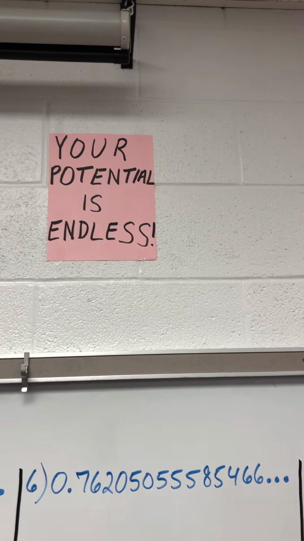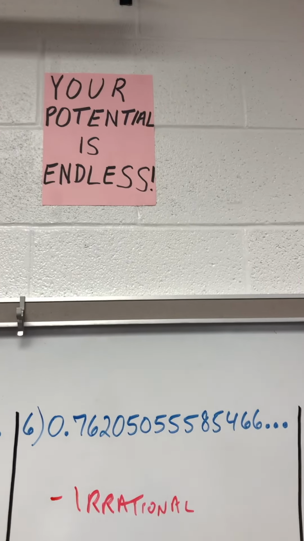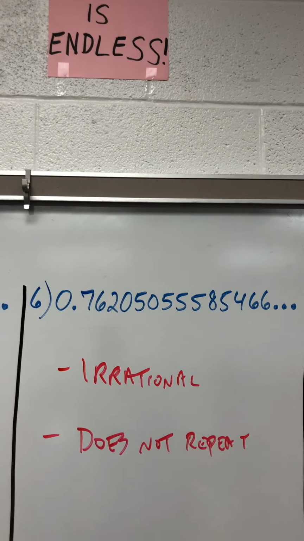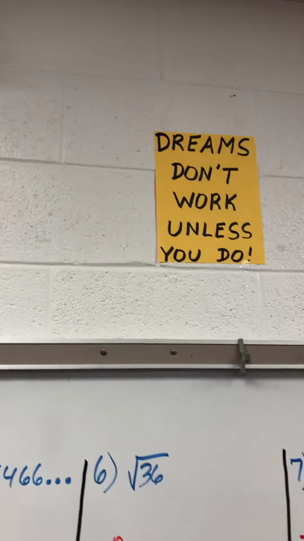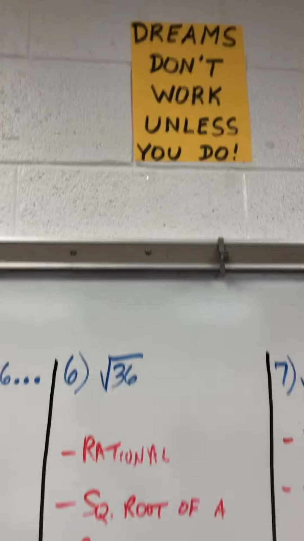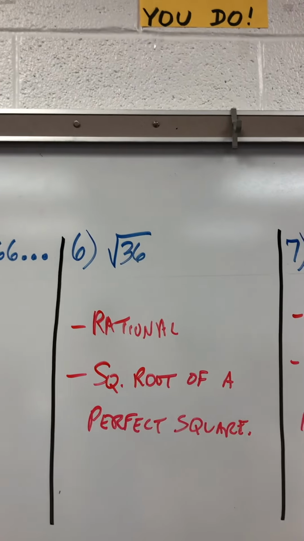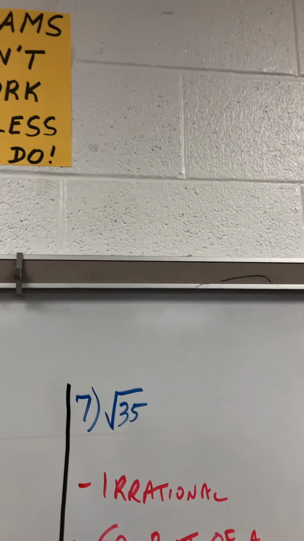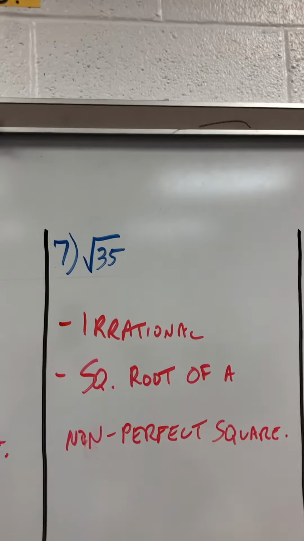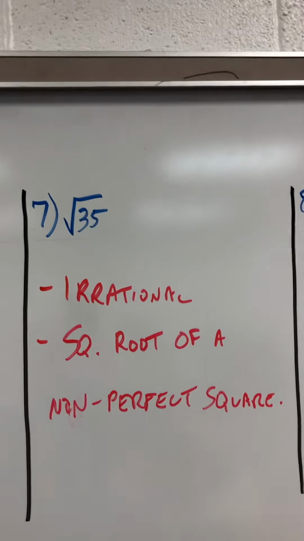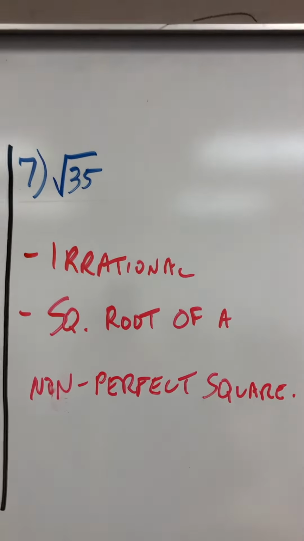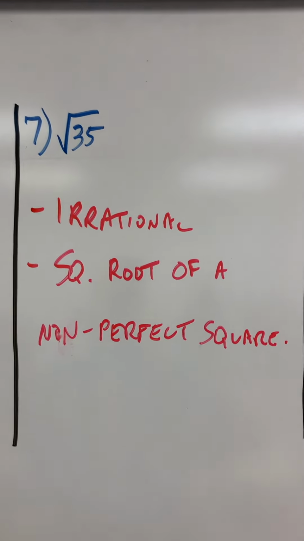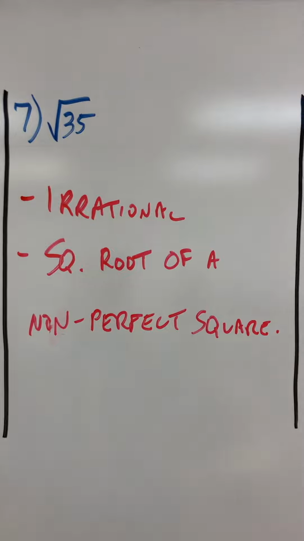0.762050558546. This is a non-repeating decimal. It's irrational. It does not repeat. Once again, square root of 36, that's rational because it's the square root of a perfect square. But square root of 35, that's irrational. It's the square root of a non-perfect square. Any number that's not a perfect square, it's going to be irrational. It's going to be some decimal that you can't turn into one number over another.